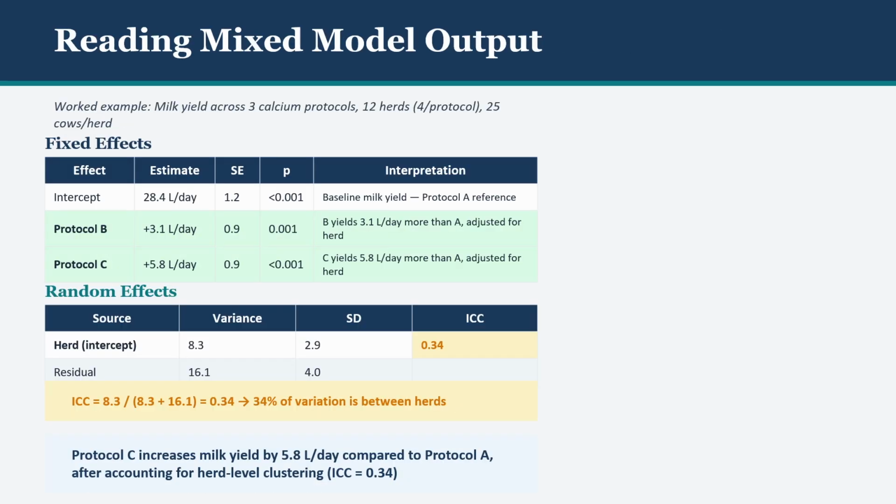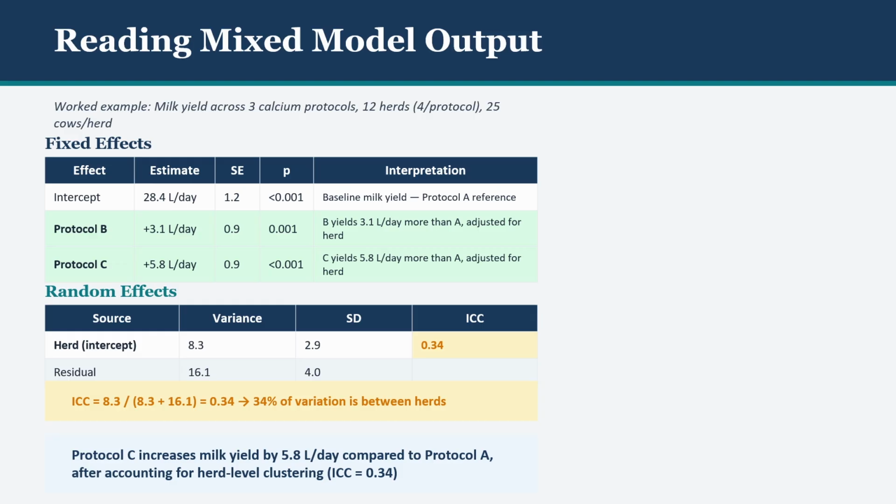Read actual mixed model output. 2 sections, fixed effects and random effects. The fixed effects table looks identical to standard regression. Protocol B increases milk yield by 3.1 liters per day compared to Protocol A, significant at p equals 0.001. Protocol C increases yield by 5.8 liters per day. The key phrase in both interpretations, adjusted for herd level clustering. That's what the random effect achieves. The protocol estimates are now adjusted for the fact that some herds were inherently higher or lower producing.